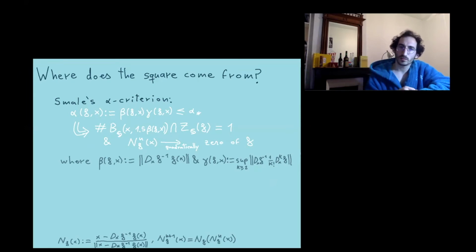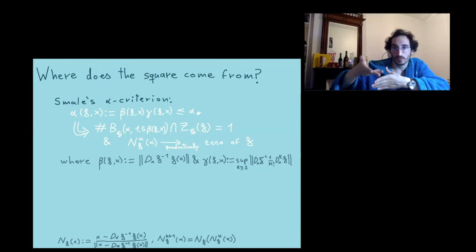So essentially what Smale's alpha criterion says is that if alpha is small, then around this point there are no other zeros of the system, and Newton's method starting at this point will converge quadratically. In other words, at each step we will double the number of decimal places that we have. So this is a very good approximation of a zero.